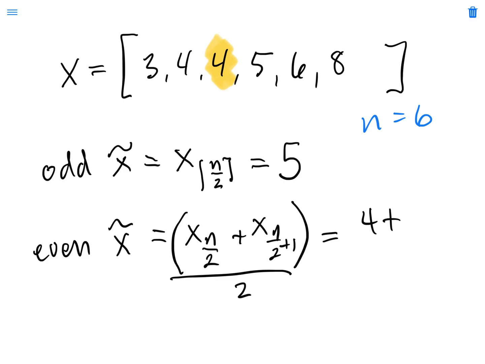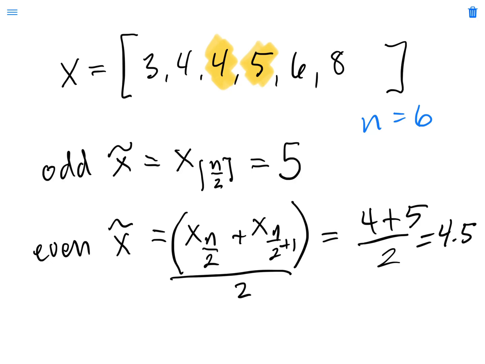So this is 4 plus, and then right here we have n divided by 2 plus 1, so that's 6 divided by 2 is 3 plus 1 is 4. So that's the 5 right there. So 4 plus 5 divided by 2 equals 4.5. Okay, and so that becomes the mean there, the median, sorry.